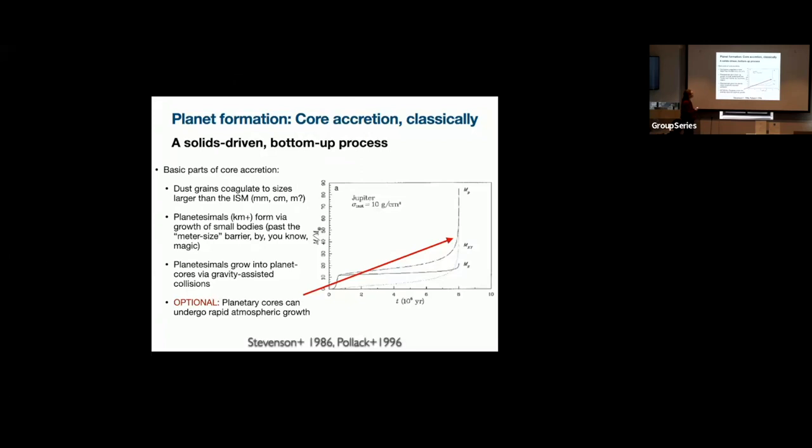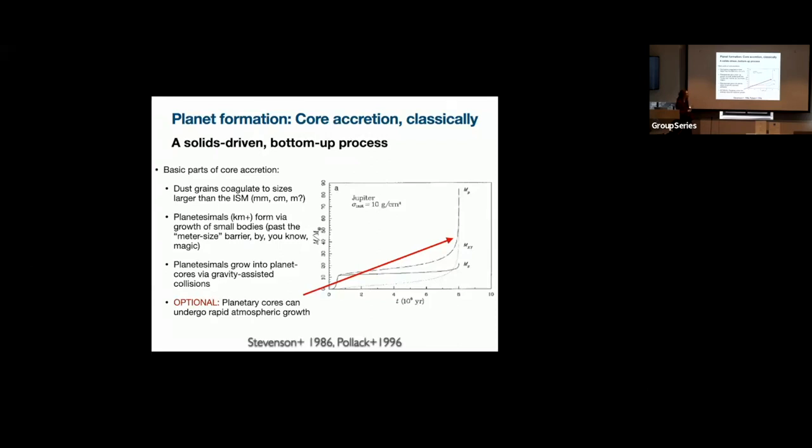And so in the classic model of core accretion, basically there was an invocation of a magical process by which these tiny dust grains turned into planetesimals. And then once you got to planetesimals, you were okay again, because these Kuiper belt or asteroid-sized bodies could then grow via gravity-assisted collisions all the way up to the rocky cores that look like terrestrial planets in our solar system.